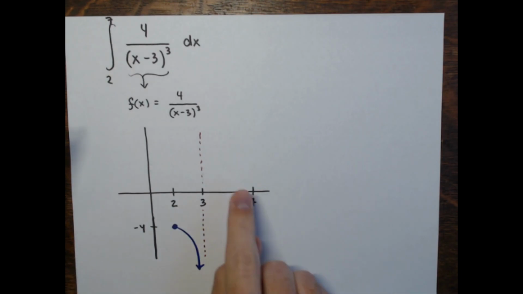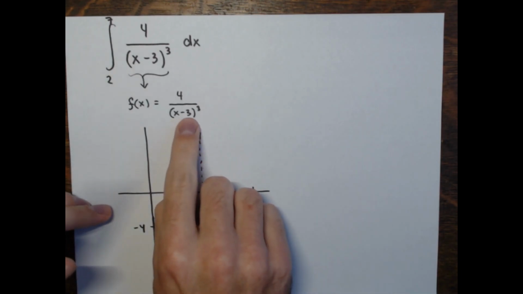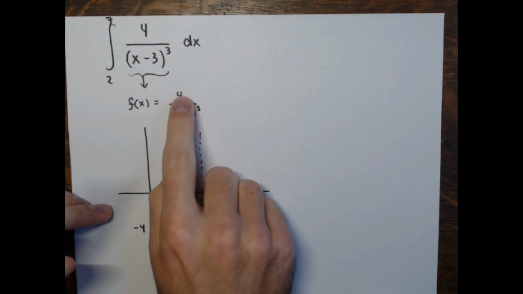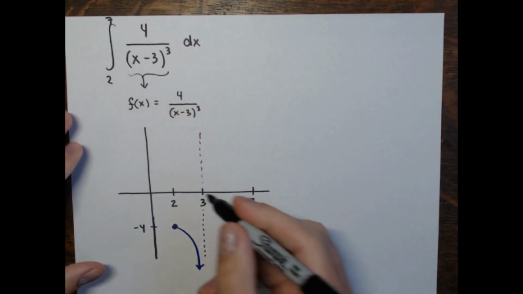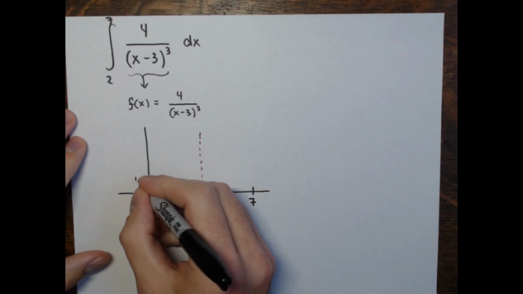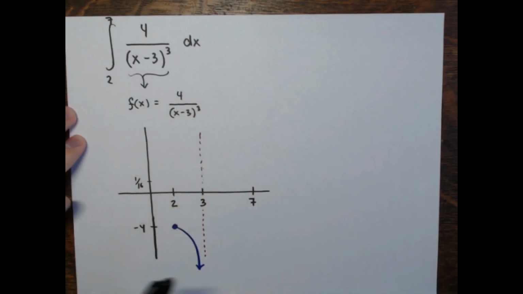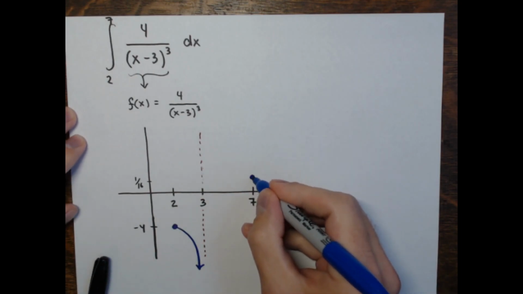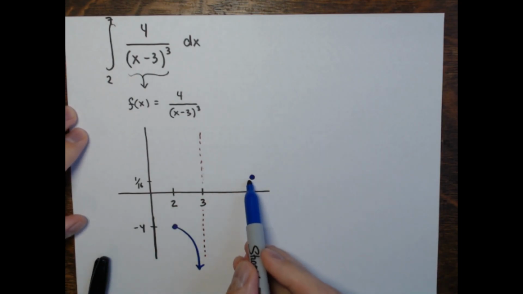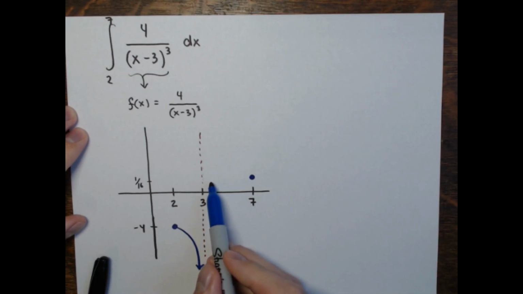And then 7, 7 minus 3 is 4. 4 over 4 cubed would be 1 over 4 squared would be 1/64th. Or sorry, 1/16th. It would be 4 over 64, 1/16th. So 7, 1/16th. And then as you approach 3 from the right, it'd be a little bigger than 3.